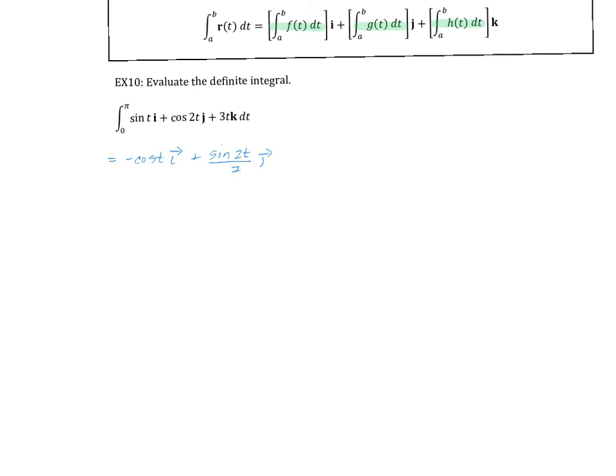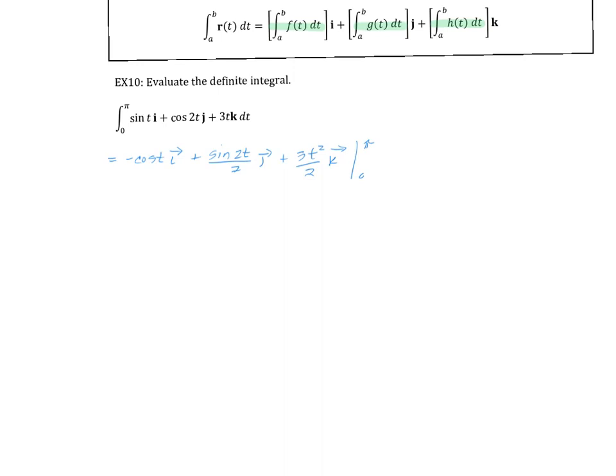You can always break it up into smaller pieces if you wish. And I would only do that if one of my components, i, j, or k, needed a special technique to integrate. Like maybe I needed to do a u substitution on the i or the j or the k. Then I would split it up into separate integrals. In this case, it's not necessary. The last component is going to be 3t squared over 2 k. But we're evaluating this from 0 to pi.